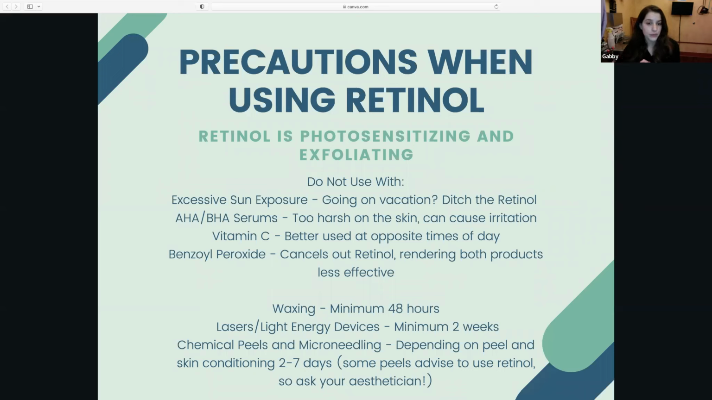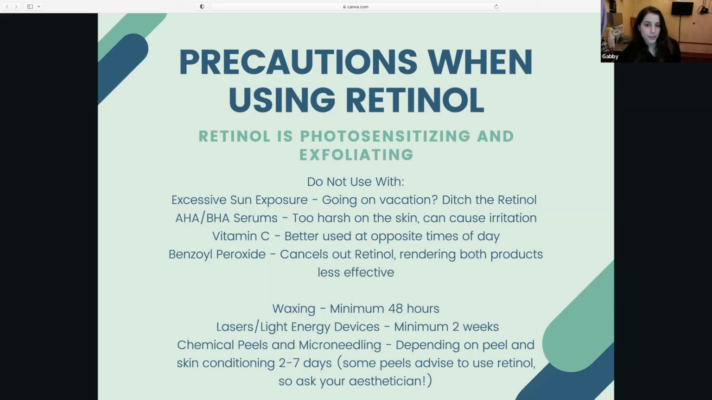Vitamin C, they're going to just kind of cancel each other out. Vitamin C is better used in the morning. You can use them on the same day, just vitamin C in the morning, retinol at night. Same thing with benzoyl peroxide. It cancels out the retinol. You're wasting product at that point.